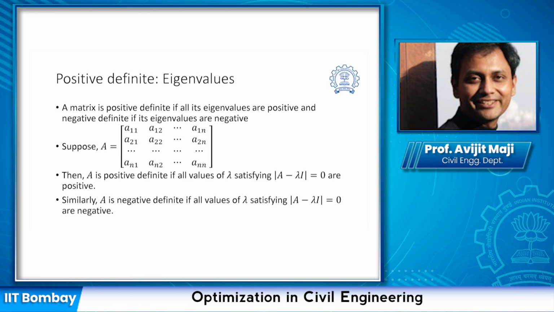If our matrix looks like this, we need to find the eigenvalues that satisfy this condition, and if we find that lambda is positive, then we can conclude that the matrix is a positive definite matrix. If we find that lambda is negative, we can conclude that the matrix is negative definite. So this is one way: you can find the eigenvalues and then conclude. We'll look into the second method.